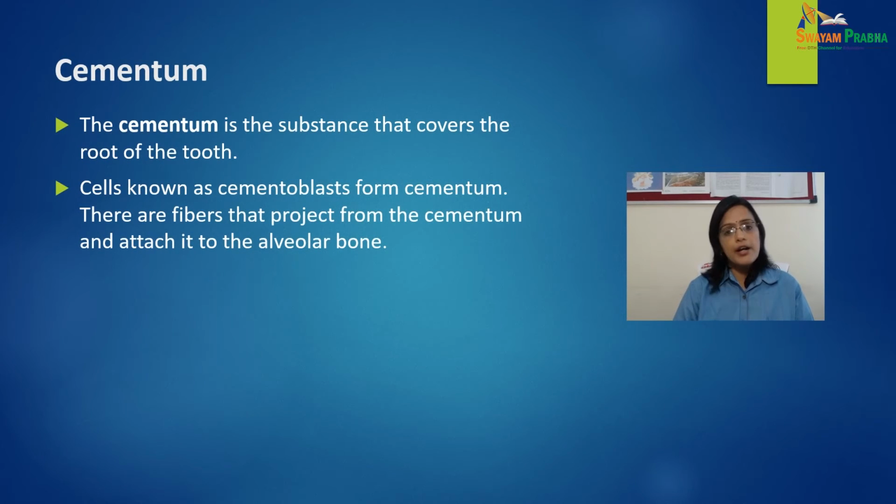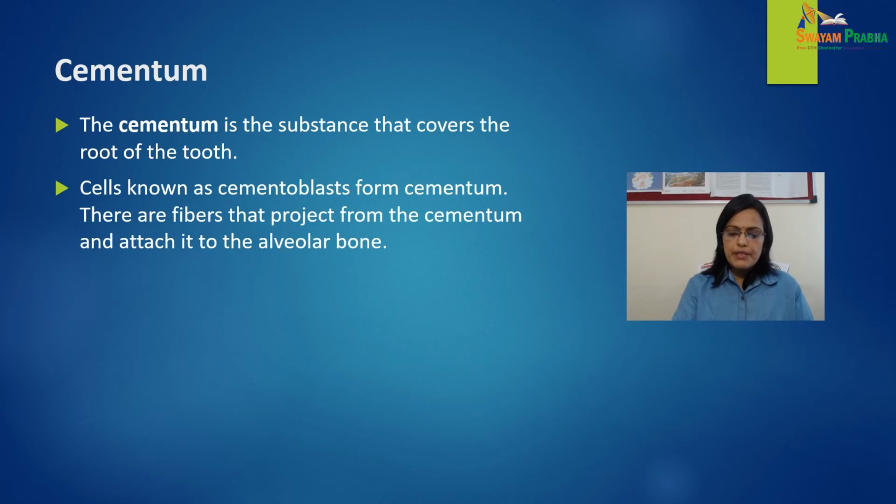Next is the third important part of the structure of a tooth, that is cementum. Remember, cementum is the substance that covers the root of the tooth. It is also very thin and not as hard as enamel, but it has similar hardness to bone. Cells known as cementoblasts form cementum. There are fibers that protect the cementum and attach it to the alveolar bone. So this is about cementum.